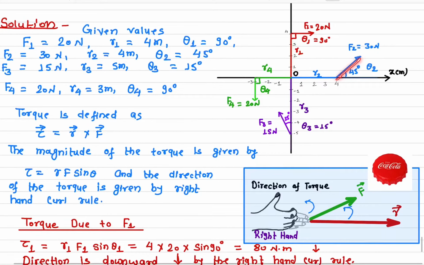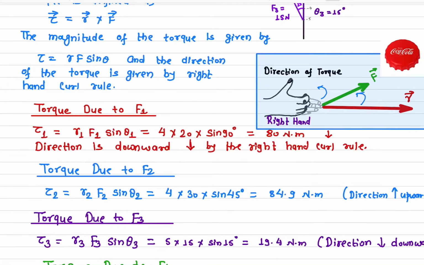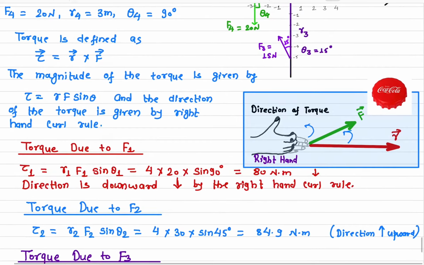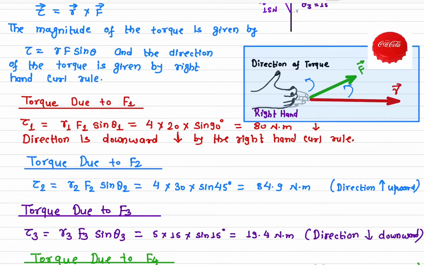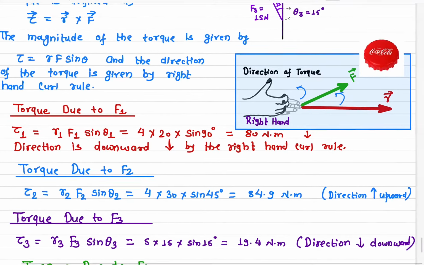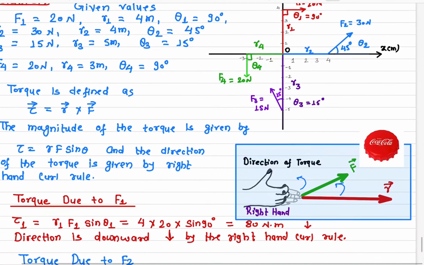Let's calculate this F2. The angle between the position vector and the force is 45 degrees. So the torque due to F2 will be R2 F2 sine theta 2. R2 is again, force is given 30, and you see the angle is 45 degrees. So sine 45 degrees, which will be 84.9. So calculating the magnitude is pretty straightforward.